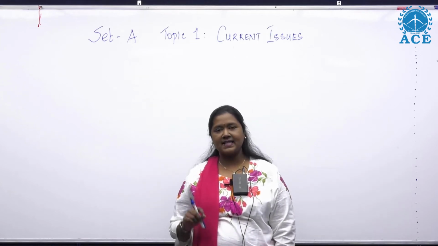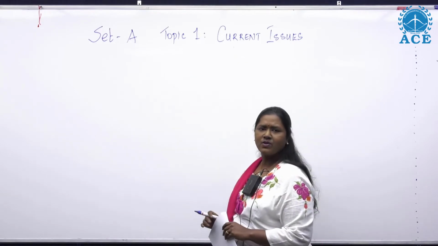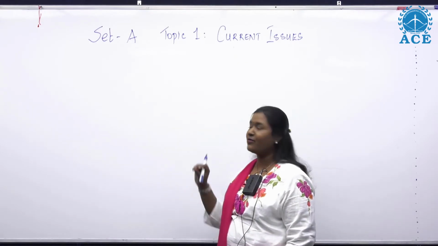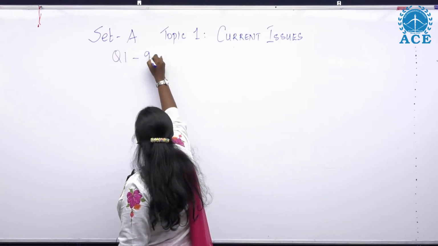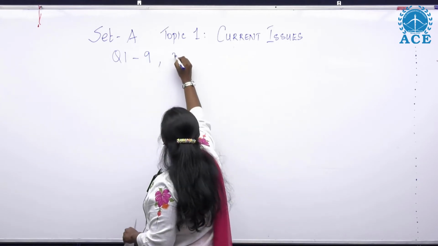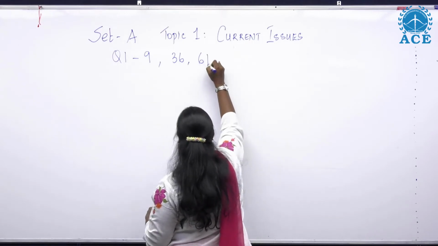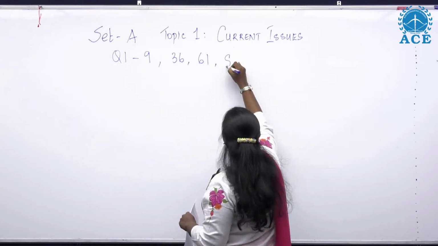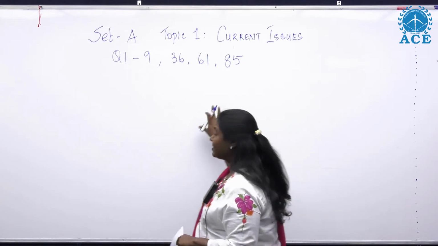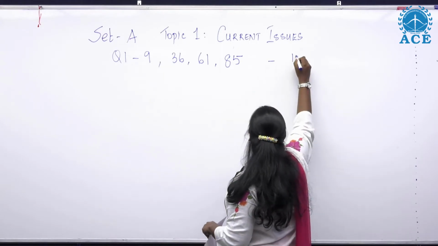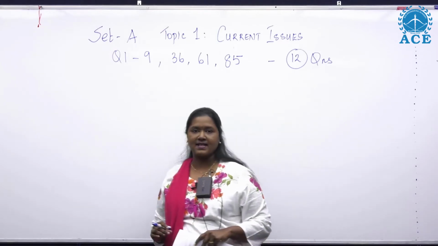So now I am going to discuss the current issues questions from set A. First, let us identify all the questions that have come from set A. It is question numbers 1 to 9, and then 36. Then we have question number 61 and question number 85. So these are all the questions that have come as current issues. In total there were around 12 questions, right? So let's start discussing set A.